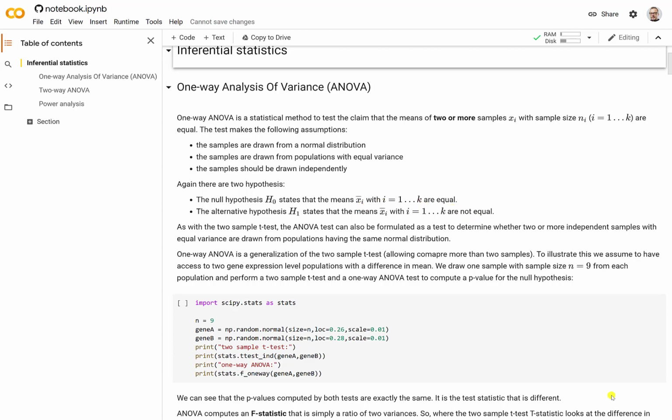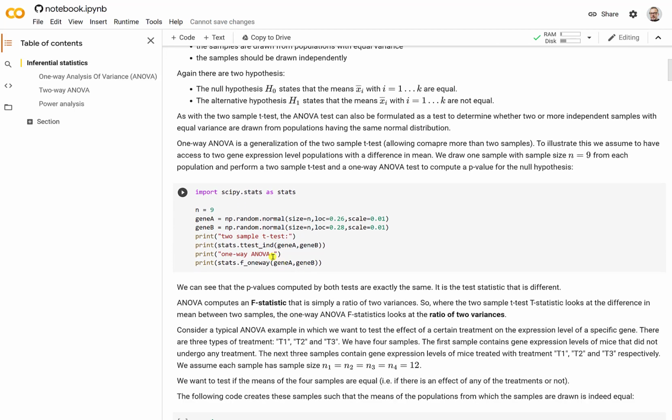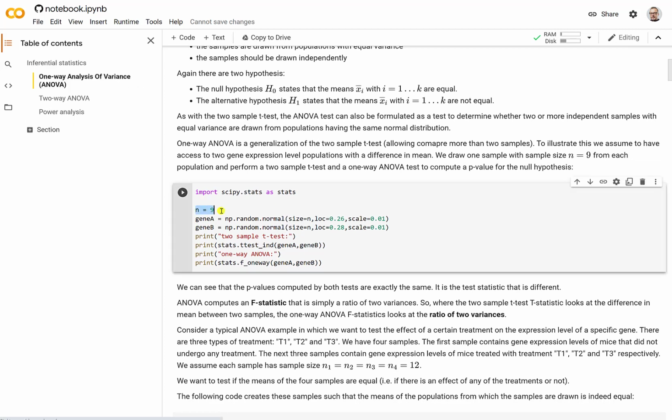Before we explain how the test works, I'd like to first compare the two-sample t-test with the one-way analysis of variance, let's call it ANOVA, in case we only have two samples. That's what I'm showing in this part of the code. We have sample size 9, two samples, gene A and gene B, drawn from two normal populations. These populations have a different mean, so we should reject the null hypothesis.